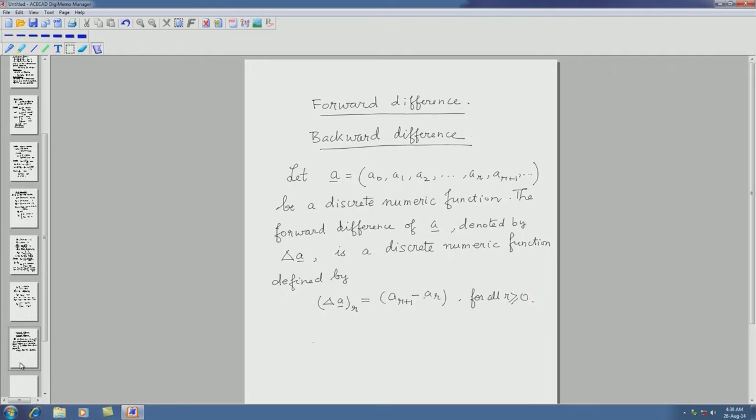Why forward? The reason is that if you check the sequence values A0, A1, A2, so on, AR, then AR plus 1 and so on. So, come to the first position, I am looking forward and checking how much increment happens in the forward direction. So, I am writing A1 minus A0 in the first place. In the second position, again I am looking forward, I am writing A2 minus A1, and at the rth position, I am again looking forward and I am writing AR plus 1 minus AR. That is why it is called the forward difference.